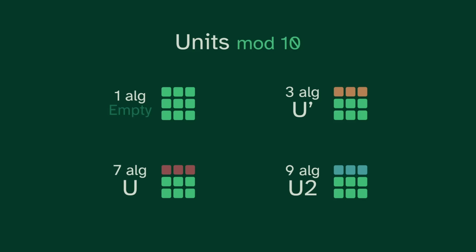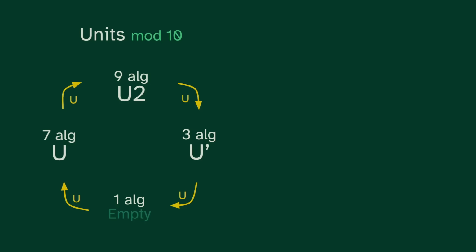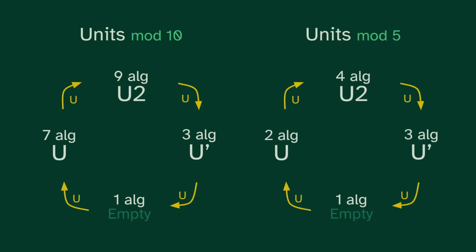And if we look at the structure of these algs, we see they make a 4 cycle. And the same was true for the units mod 5. And what's more, 2 is 7 mod 5, and 4 is 9 mod 5, so these are actually the same.